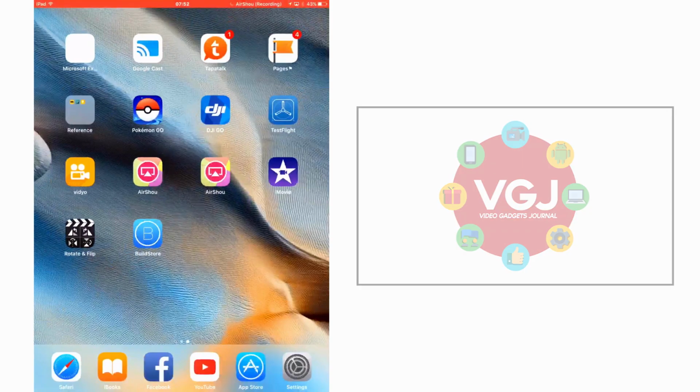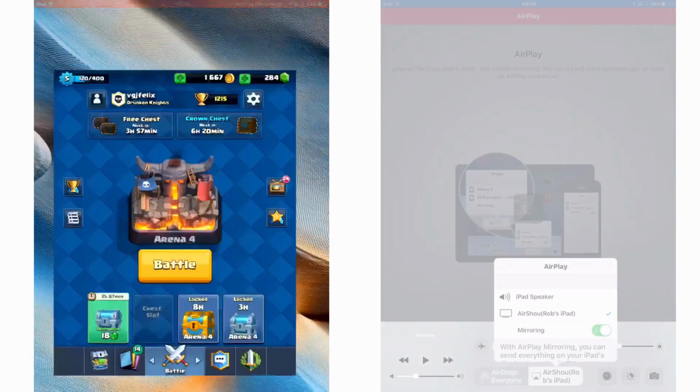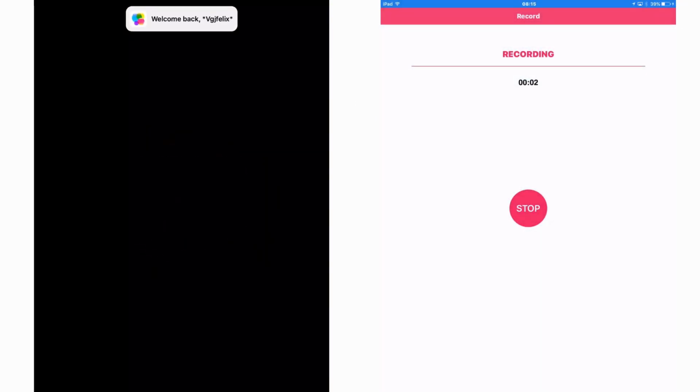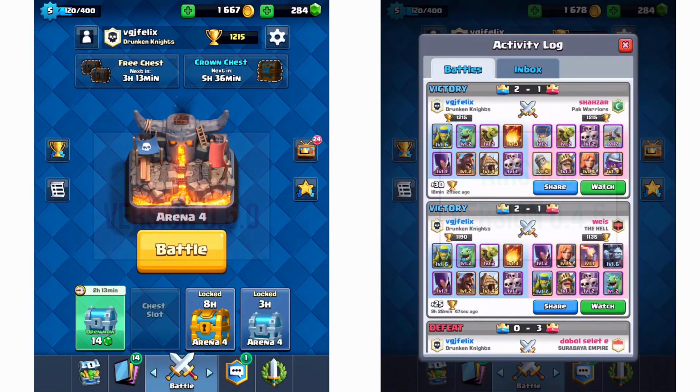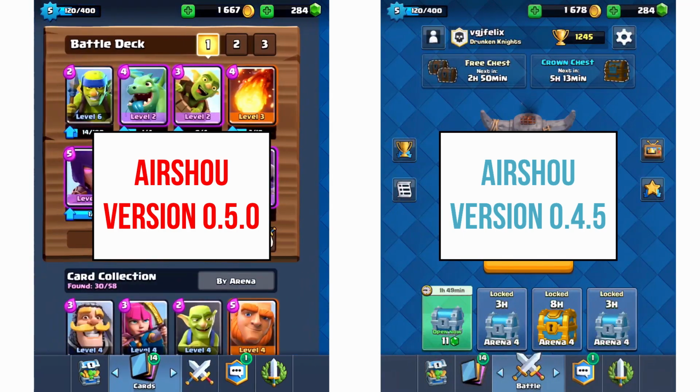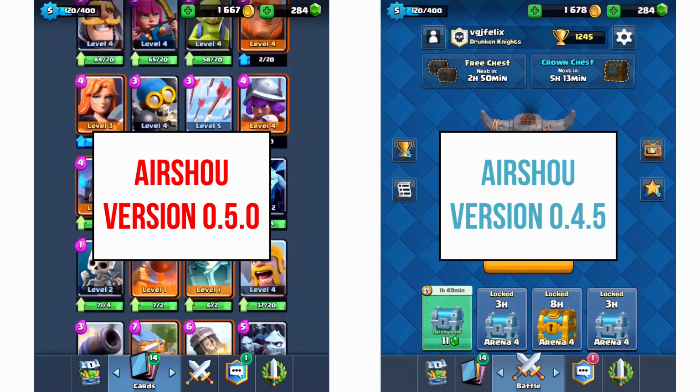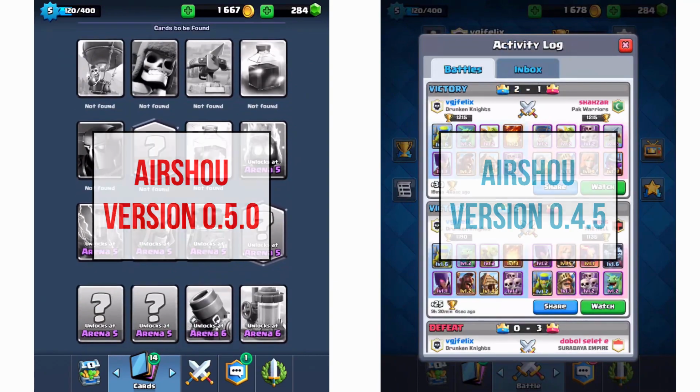On the left-hand side of the screen, we're going to have the new version of Airshou, which is 0.5.0. And on the right side, we're going to have the old version of Airshou, 0.4.5. So let's do a comparison and see what the differences are. I think you're going to find some interesting results. Let's take a look and a listen.